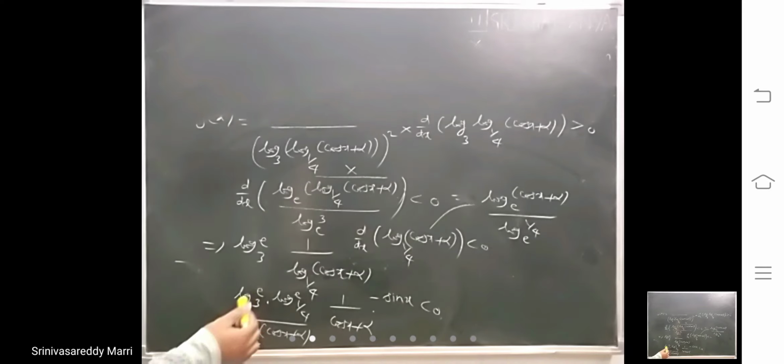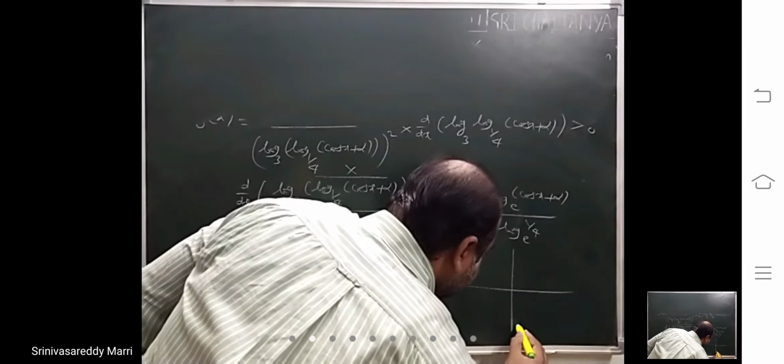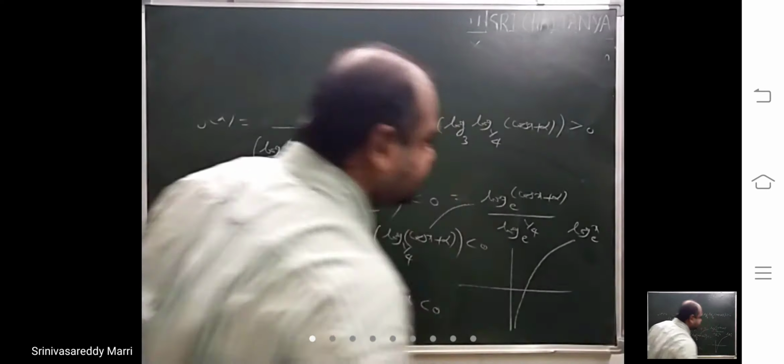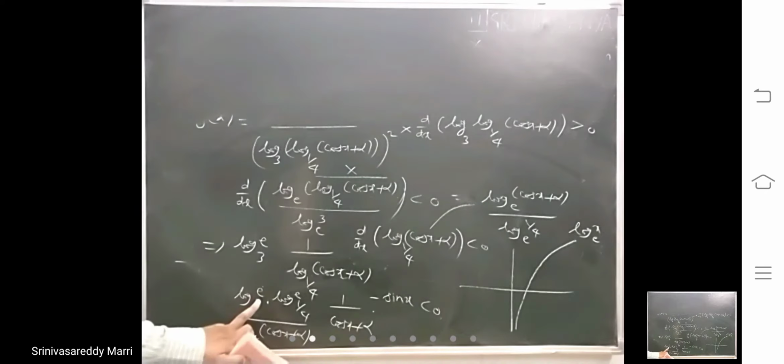Look here: log e to the base 3, and log e to the base 1 by 4. If you see the values, this is the graph of log x to the base e. Now if you look here, this is log e to the base 3, and this is log e to the base 1 by 4. Now look, this is 2.72, this is 2.72, this is 3.